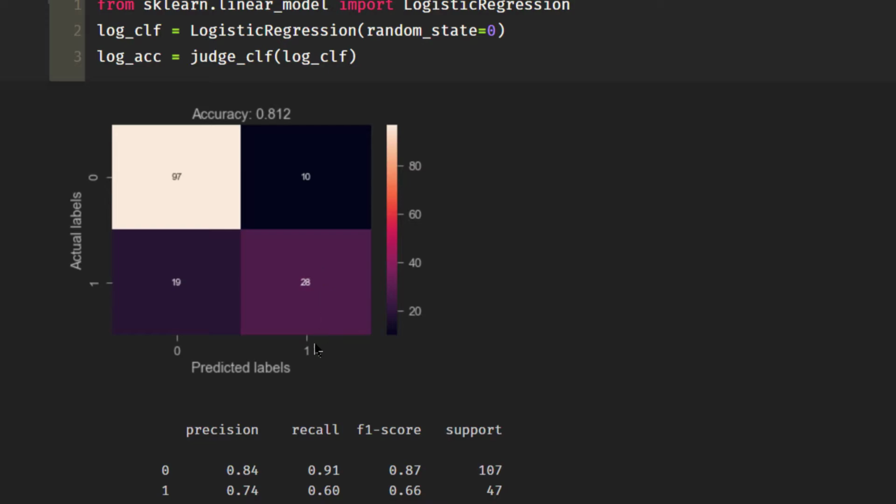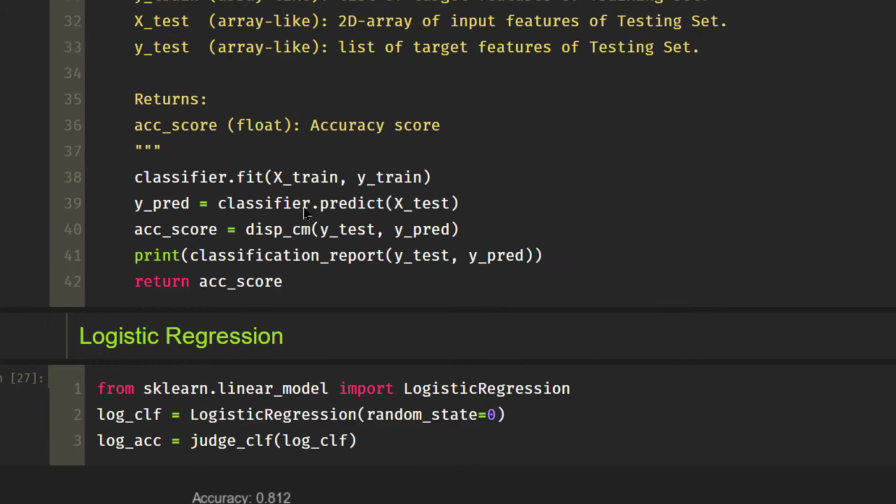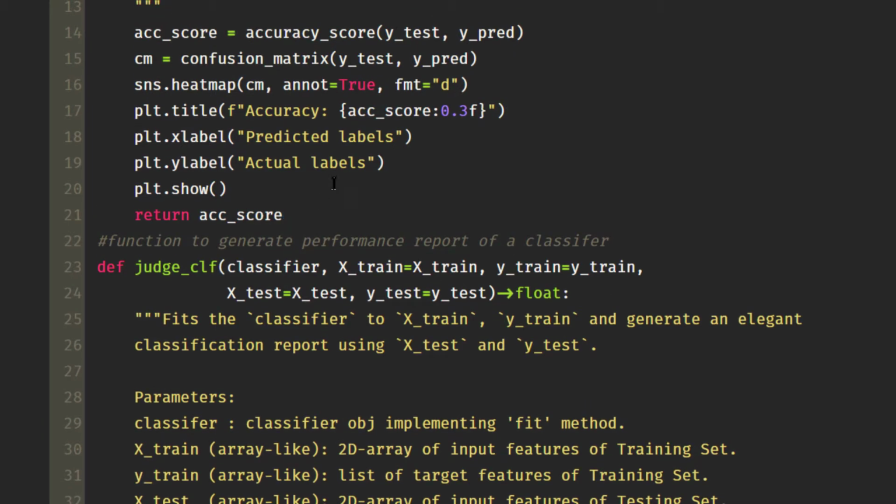What does this 10 mean? This 10 means these were predicted to be diabetic, but they were actually not diabetic, they were healthy. This 19 means they were predicted to be not diabetic, but they were actually diabetic. Okay, if you are confused, let me show you the exact documentation of the confusion matrix.